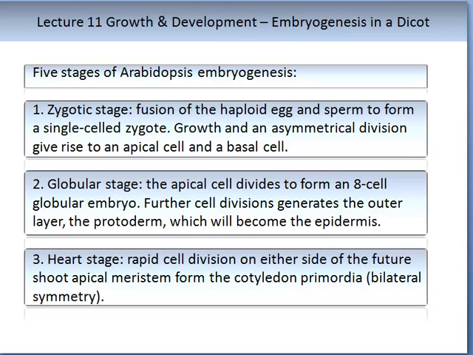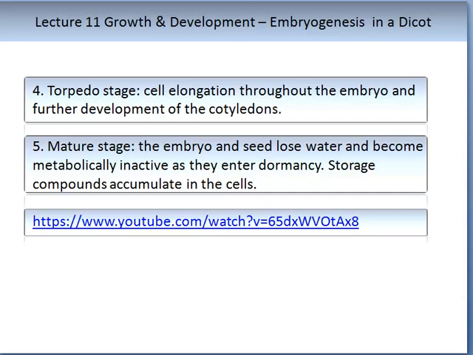The third stage is called the heart stage. This is where rapid cell division occurs on either side of the future shoot apical meristem from the cotyledon primordia. The fourth stage of embryogenesis in Arabidopsis is called the torpedo stage. Here, there is cell elongation throughout the embryo and further development of the cotyledons.